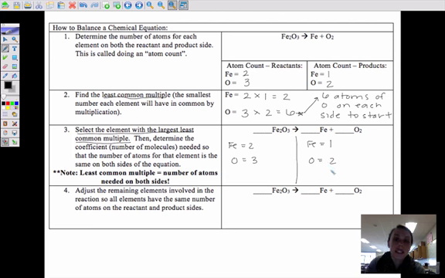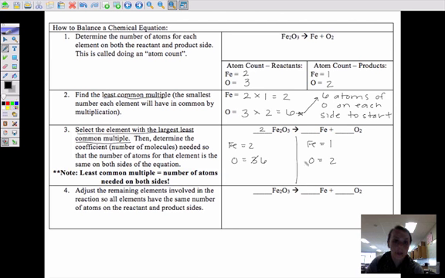So my first step is to get 6 atoms of oxygen, but I can't change these subscripts. I can only put a number in front. If I start on the left, I have Fe2O3. Okay, so in 1 molecule of Fe2O3, I have 3 atoms of oxygen. My goal is to get to 6, and I need to think, what times 3 is equal to 6? And the answer is 2. So I'm going to put a 2 in front. So if I do 2 times 3, I'm going to get 6 atoms of oxygen.